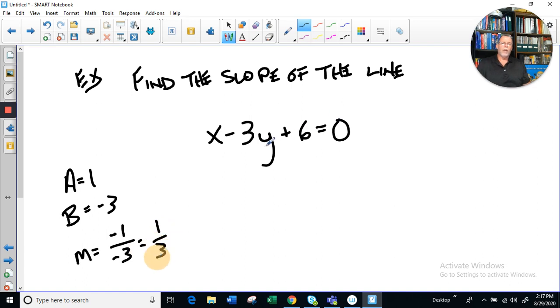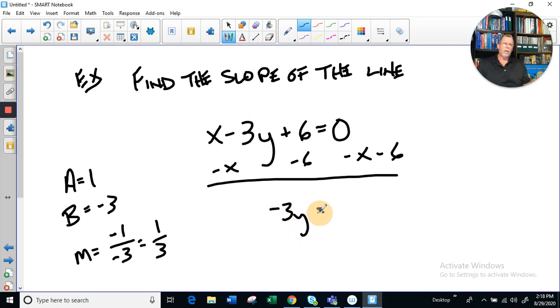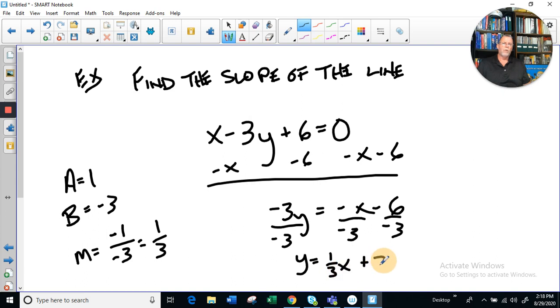Now, we could go and check that. If you wanted to solve for this, we'd subtract x and subtract 6 from both sides, and we would have negative 3y equals negative x minus 6. So, divide by negative 3, and what do we get? Y equals, this becomes positive, right? So this is positive 1/3 x plus 2. Here's our slope. Same thing we got here. More chance of an error over here than just doing this. If you can identify a and b in a standard form equation, you can find the slope very quickly.